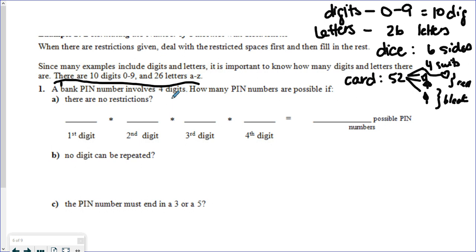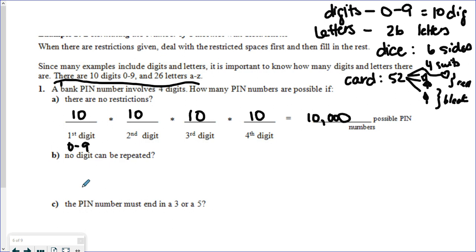If there's no restrictions, you can have whatever number you want. So we know the first digit can be the numbers 0 through 9. You could make your password 0000. You could make it 9999. You could make it any sort of thing in between. If there's no restrictions on the first digit, there are 10 possible digits that it can be. The second digit, same thing. If there are no restrictions, these are all going to be tens because they could be any digit. So that gives us 10,000 possible PIN numbers.